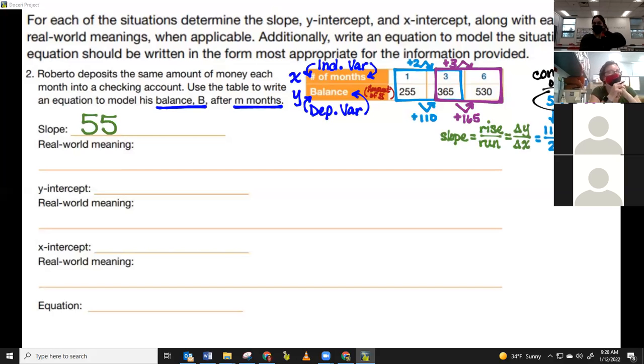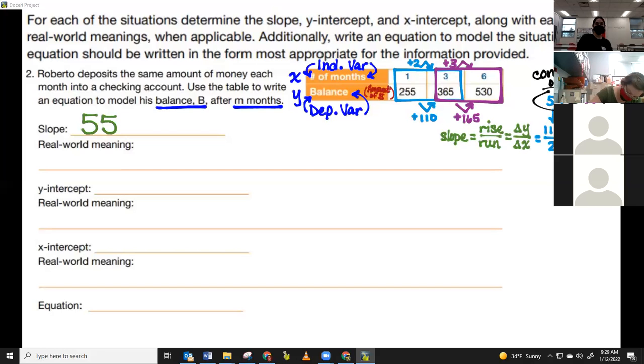What is the real world meaning of that? 55 what? Puppies, kittens, sweaters, dollars, months, hours. Balance. Balance is the money in my account. So is it getting bigger or smaller by 55? Since I have a positive 55, is it getting bigger or smaller? Bigger.